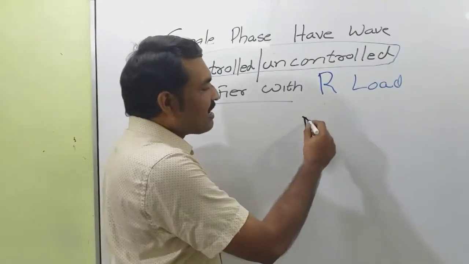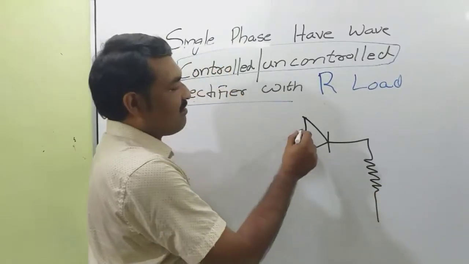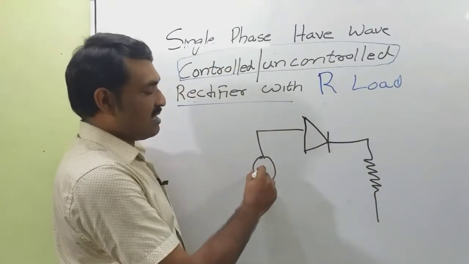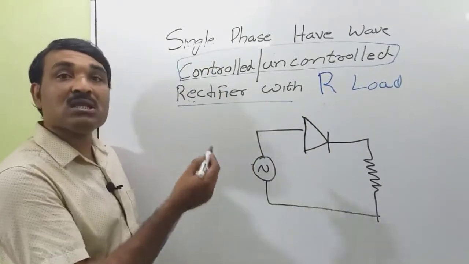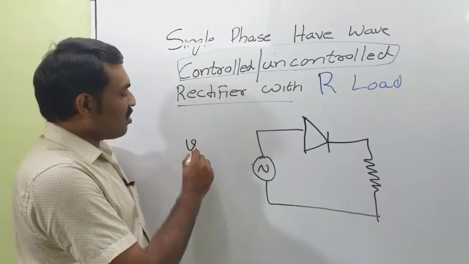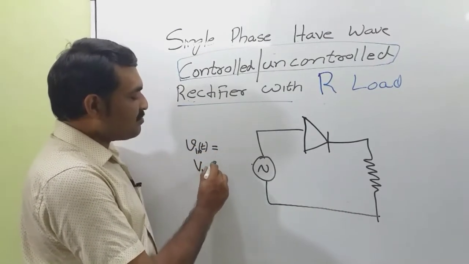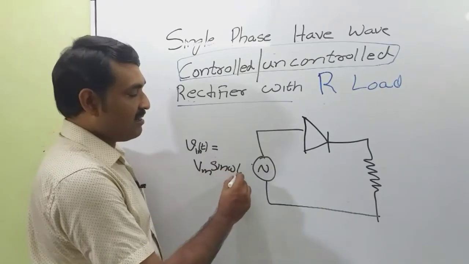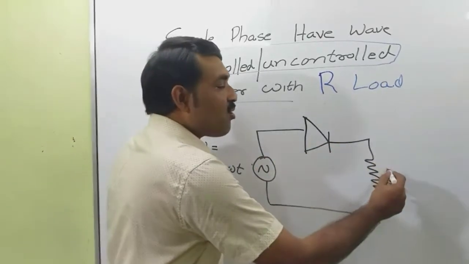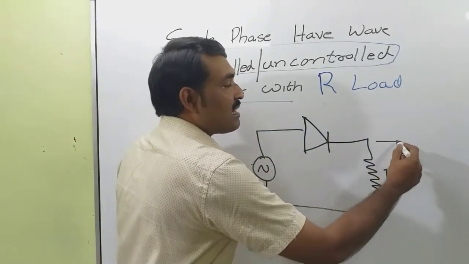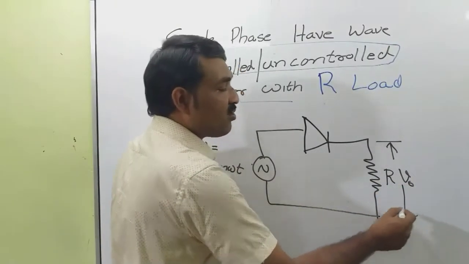So, I have a diode and a resistive load. The load is R. And we have a source, an AC source. Let the value of the input, that is the source voltage or input voltage, V input, be equal to Vm sin omega t. And we are assuming the diode is an ideal diode. Let the load be R, and the load voltage taken across this resistance be the output voltage V0.